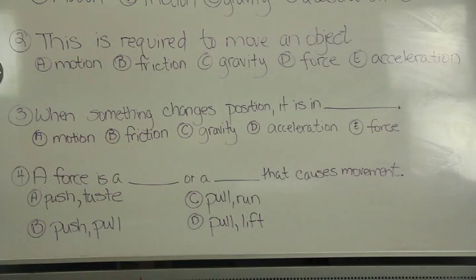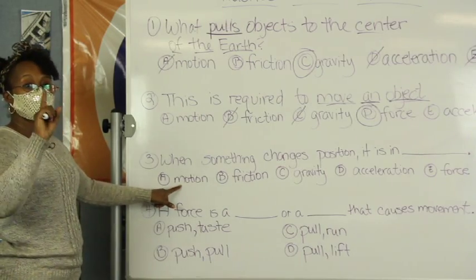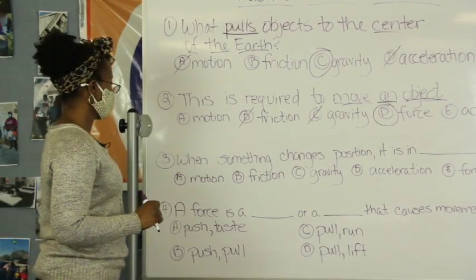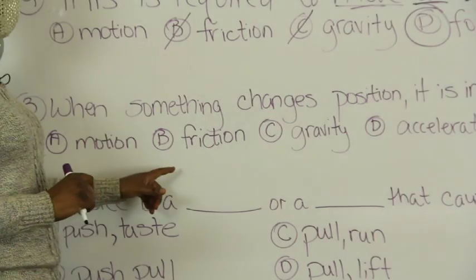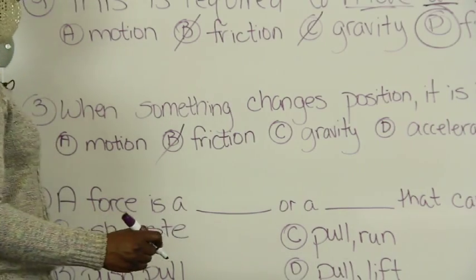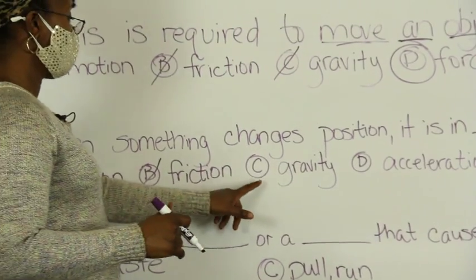Let's go to number 3. When something changes position, it is in, if you know the definition of when something changes position, look for it. So we know when something changes position that it is in motion. Now motion is A, but what are we going to do? We came up with our answer and it's there, but we're going to read all of the answers, okay? When something changes position, is it in friction? It's not, because friction slows things down and keeps things still, so it's not necessarily the best answer.